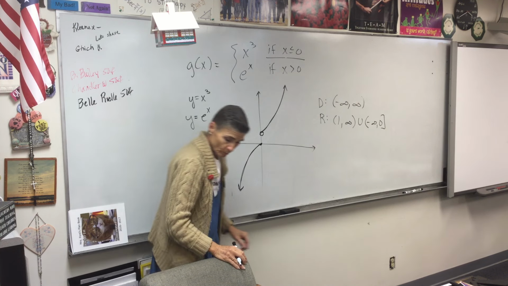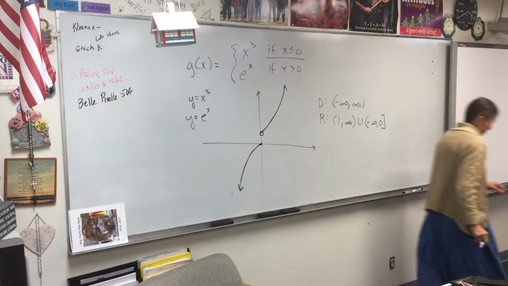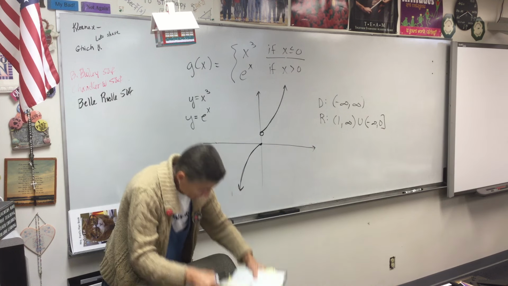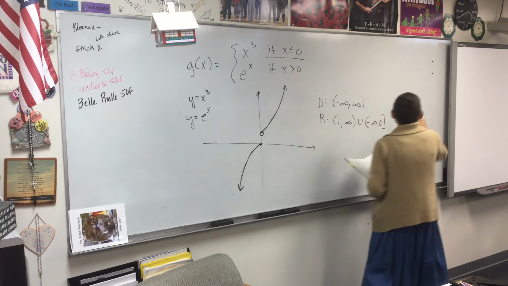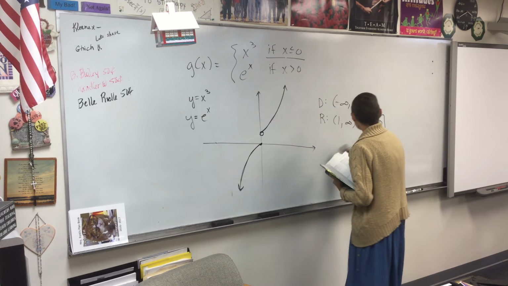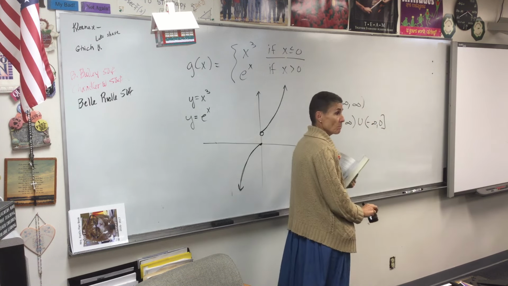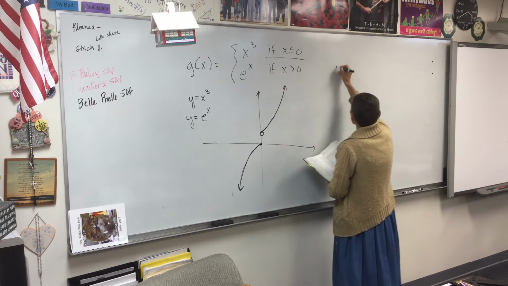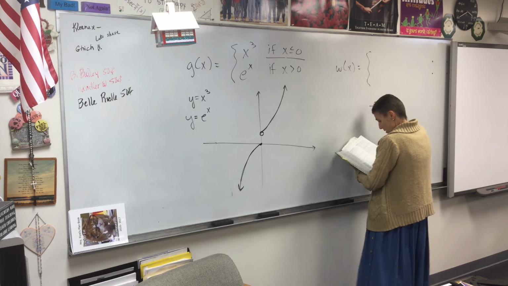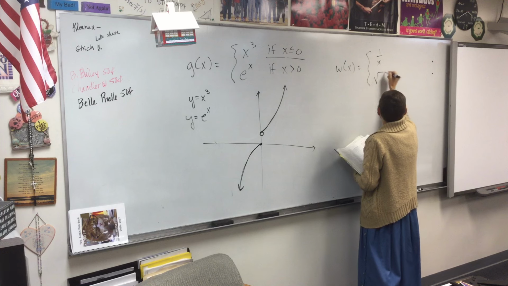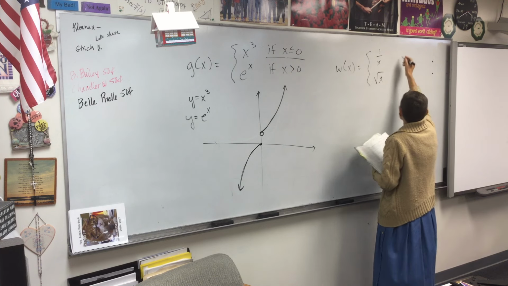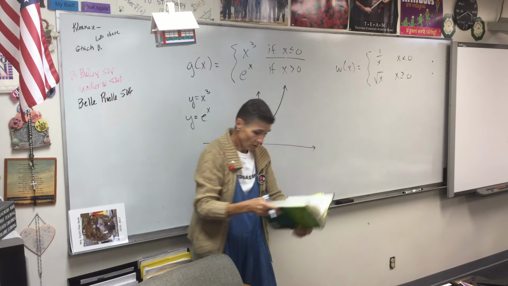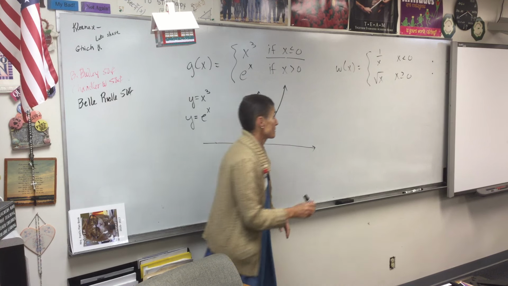Okay, let's try another one. Let's try number 48. It's another piecewise function. I'm going to erase my domain and range. Everybody got domain and range? Okay, so let's look at 48. This time, we're graphing 1 over x and root x. Now again, you should be comfortable with these. These are two of your BFFs. You shouldn't be alarmed when you see those equations.